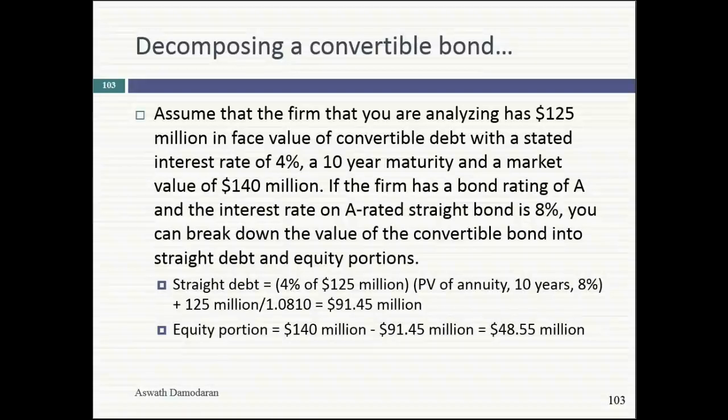The remaining 48 million is equity. I'm going to take the debt and put it in with debt, the equity with equity. The convertible bond is now gone. I have only two pieces in my cost of capital. And that's the end of the cost of capital process.